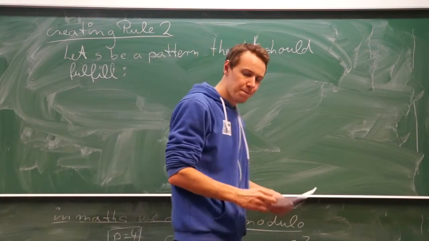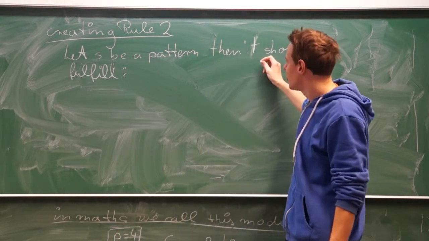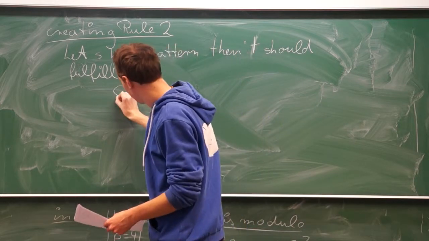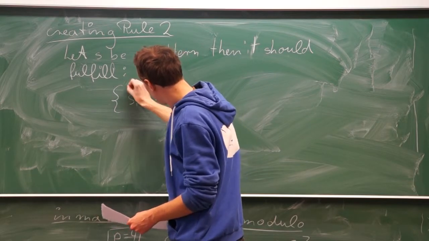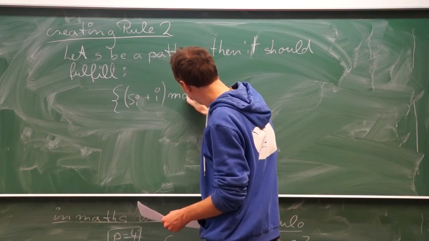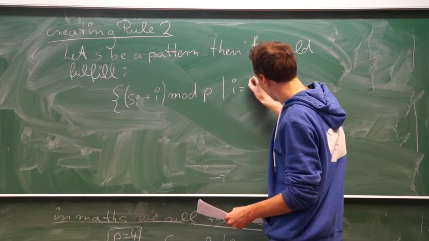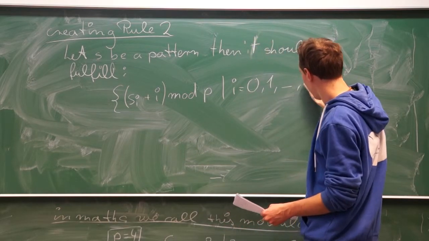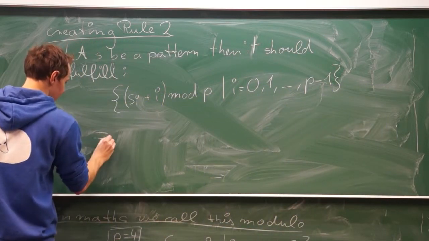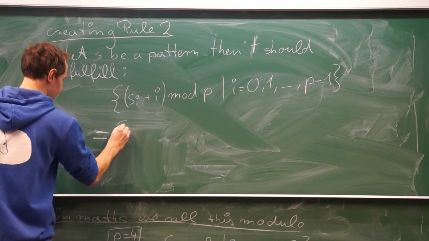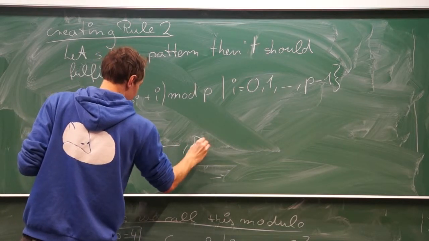So this will be our next rule. Rule number 2. Let S be a pattern that should fulfill that the set we built from the landing beats modulo P, its period, from all the digits we use up to p minus 1, should be equal to 0, 1, and so on until p minus 1.